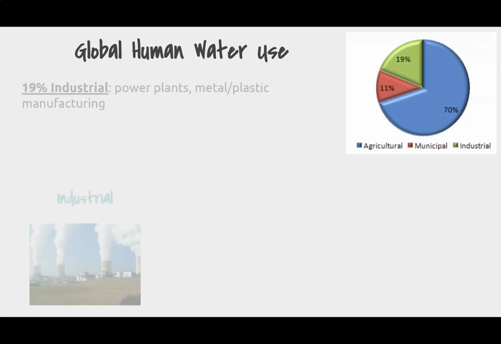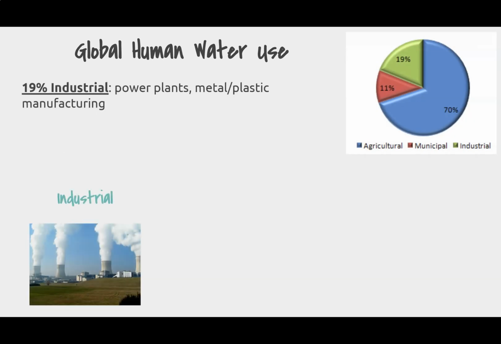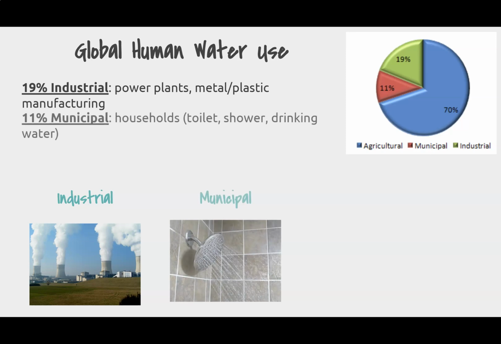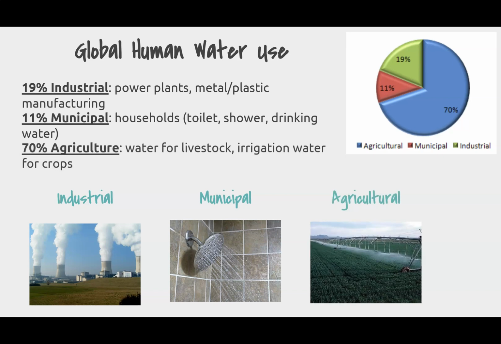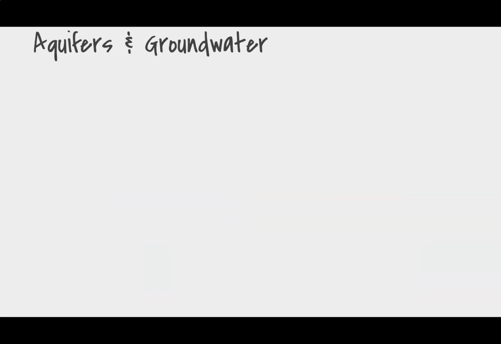Human water use, as we said, is huge. 19% is used for industrial, cooling off power plants, cooling off metal manufacturing plants. 11% is what we use: toilets, showers, drinking. And 70% is used for agriculture and watering, and also the drinking of water by animals, livestock. And we'll see that coming up later in the unit.